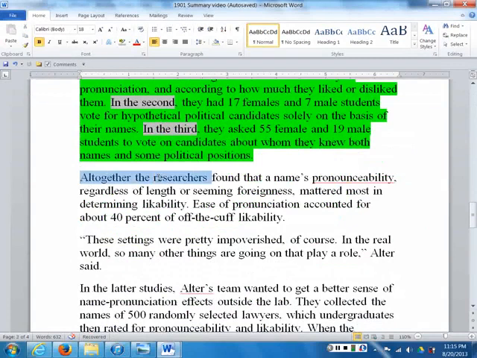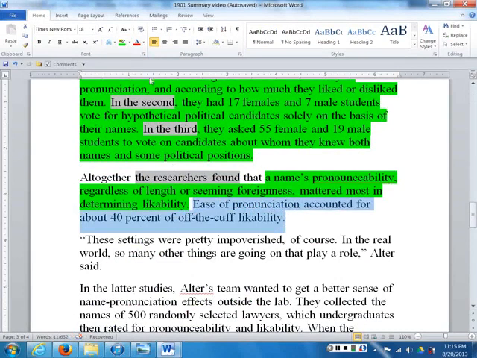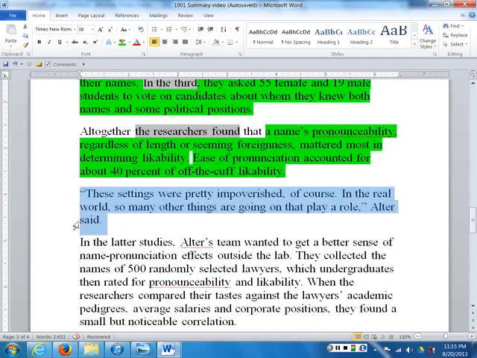Okay, continuing. Altogether, the researchers found. The researchers found. We're still summarizing. That's a reminder. And then what did they find? A name's pronounceability, blah, blah, blah. So there's some informative summary. The next sentence is more informative summary. They don't give a reminder phrase here, but we know it's part of the summary because it comes right after this. It's just still giving more of the results with these numbers. And then we have another quotation from the personal interview with Alter.